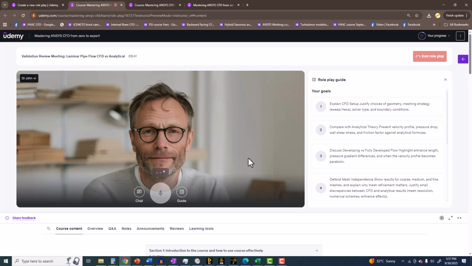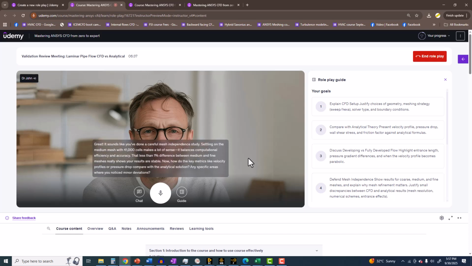Great. It sounds like you've done a careful mesh independence study. Settling on the medium mesh with 41,000 cells makes a lot of sense. It balances computational efficiency and accuracy. That less than 1% difference between medium and fine meshes really shows your results are stable. Now, how do the key metrics like velocity profiles or pressure drop compare with the analytical solution? Any specific areas where you noticed minor deviations?